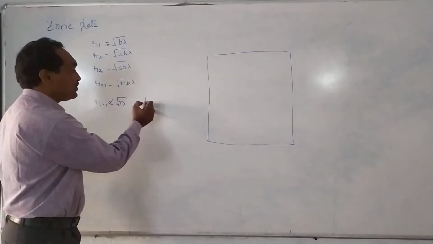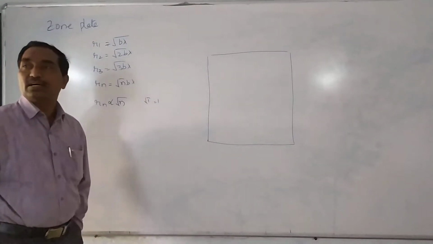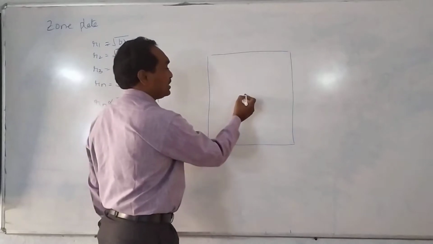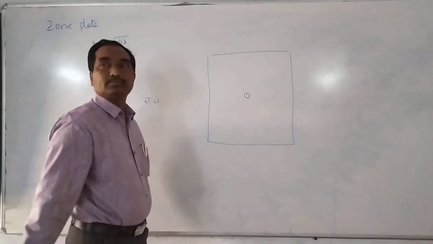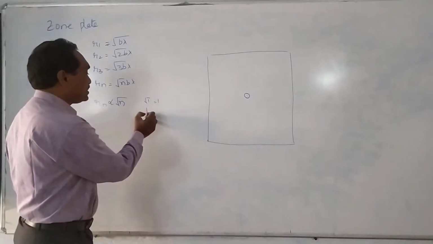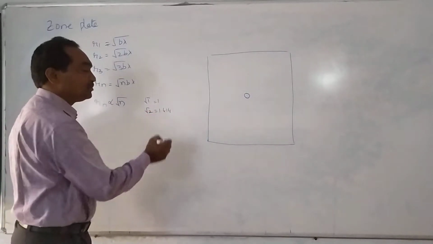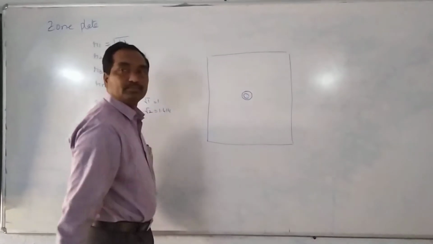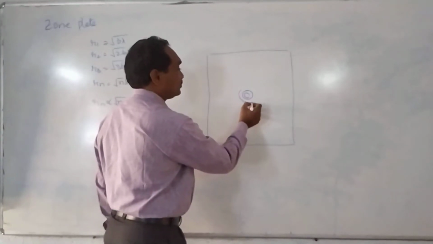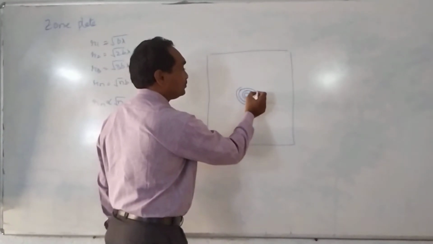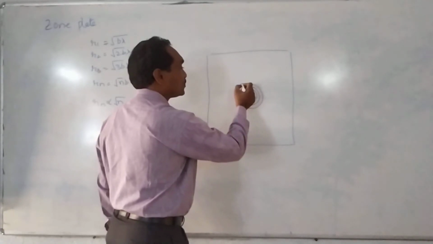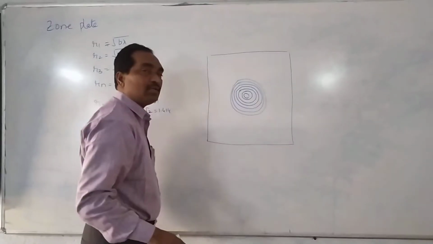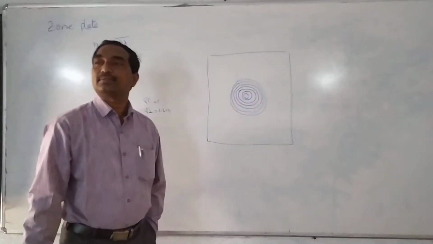It is nothing but using square root of 1, that is 1 meter or maybe 1 centimeter or maybe 1 millimeter. So we take the first circle, this one, and the second half period zone, that is square root of 2, that is 1.414. One more circle we draw. Then square root of 3, square root of 4, square root of 5, square root of 6, square root of 7. Similarly, we draw a number of concentric circles.